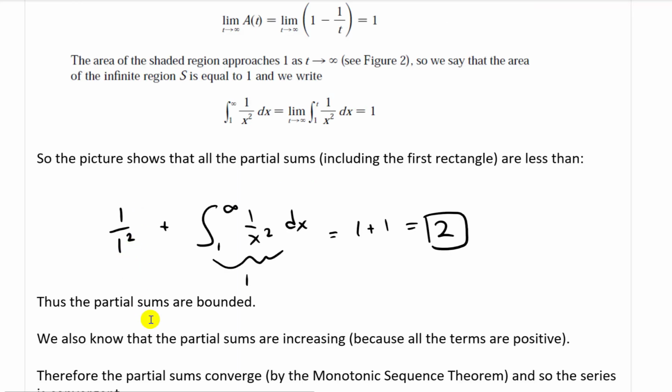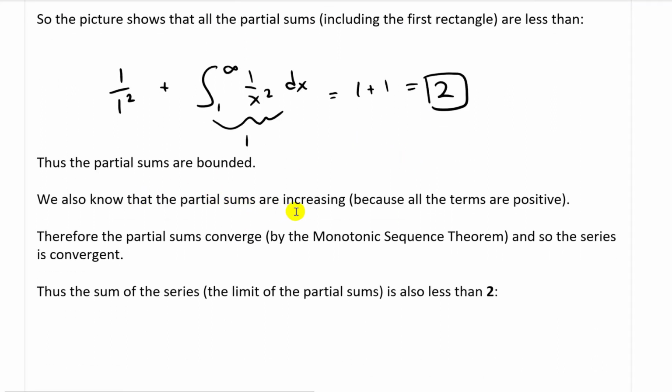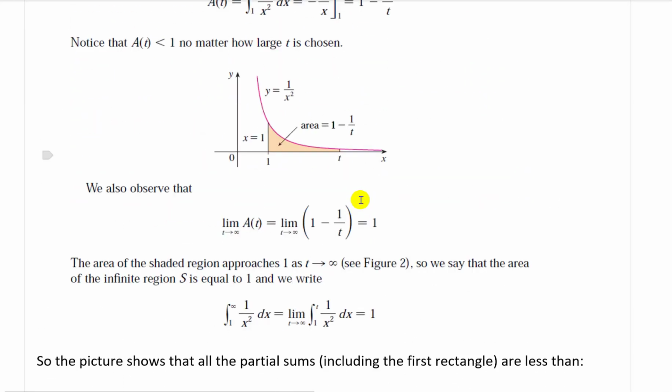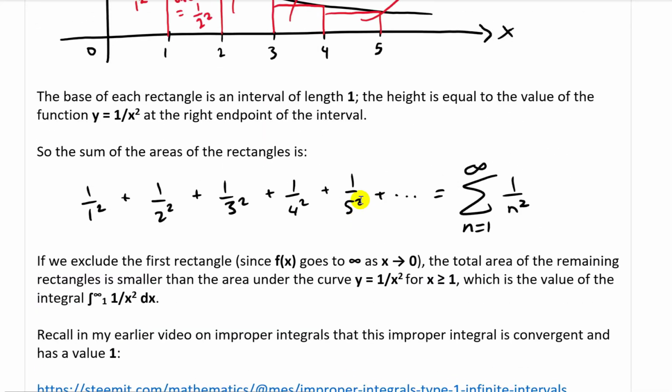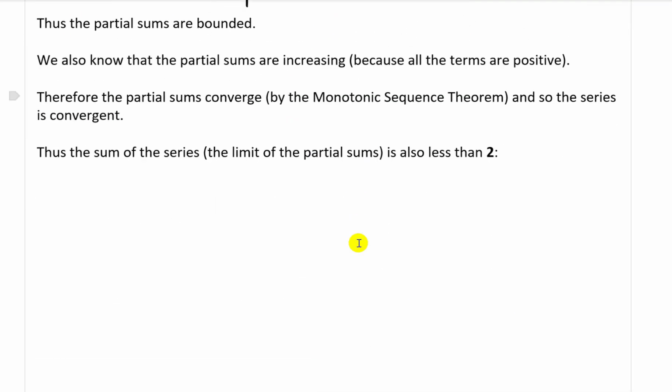Thus the partial sums are bounded. So they don't go to infinity, they stay below a certain number. We also know that the partial sums are increasing because all the terms are positive. You have this 1 over n squared right here, which is always positive, so you're always adding to it. So it's always gradually increasing, because the terms are positive. Therefore, the partial sums converge, and this is by the monotonic sequence theorem from my earlier video on infinite sequences and series. So the series is convergent.